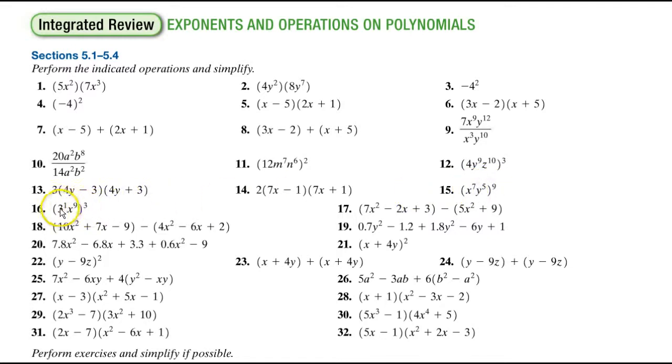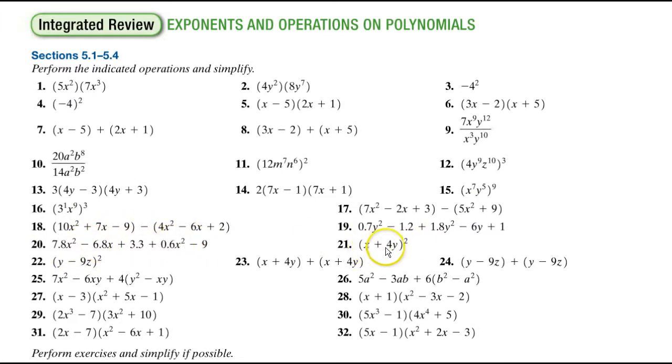Again, there's 3 to the first, so this is going to be 3 to the third, which is 27, x to the 27th. Here, this is subtraction. We remove this parentheses and change these signs and just combine like terms. Here we're combining like terms.